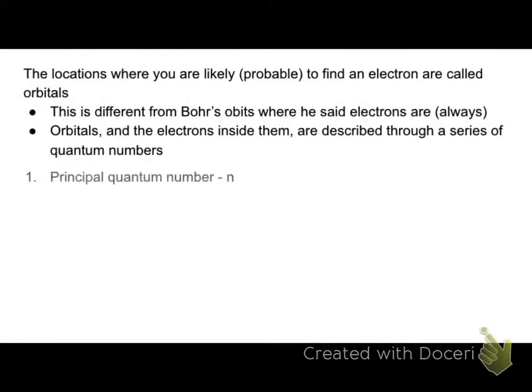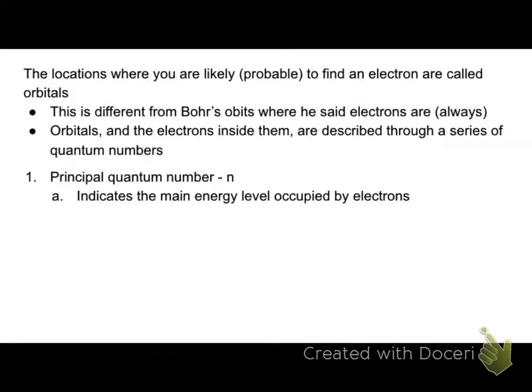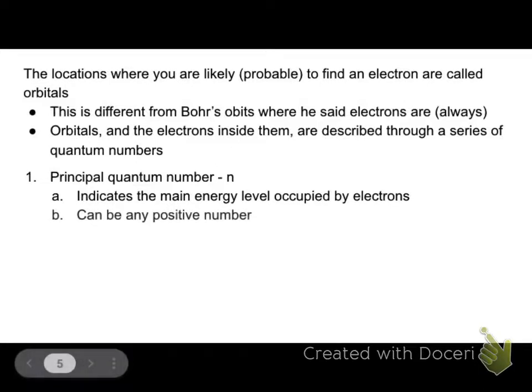Starting with the principal quantum number. The principal quantum number is represented with a lowercase n, and it tells you the main energy level that that electron is occupying. So it will tell you, is it in the first, the second, the third, and so on. Okay. n can be any positive number. So from 1 on up, as long as it's positive, it can be that number. And it should be a whole number.